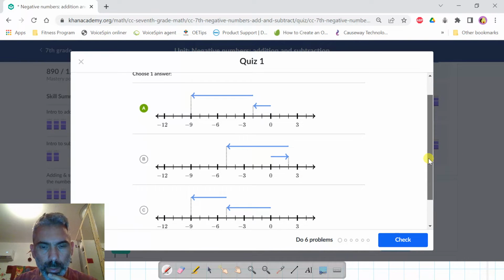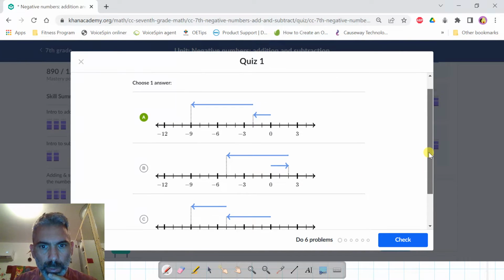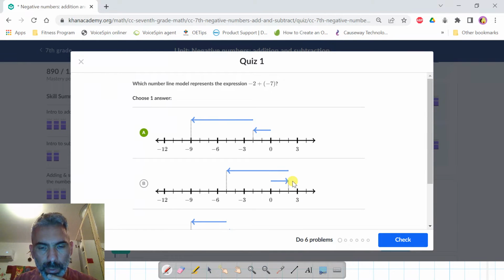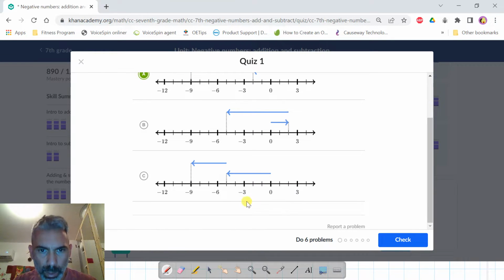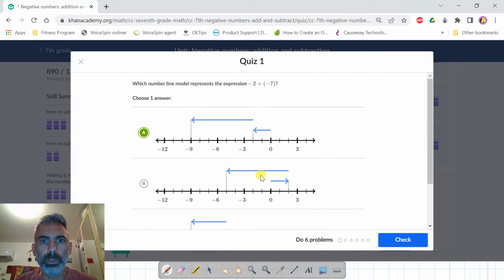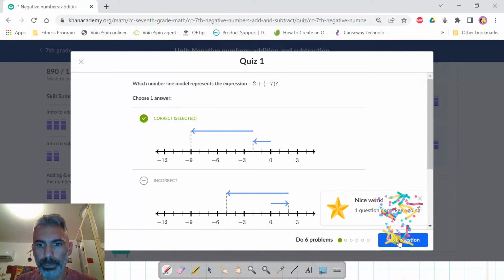B is incorrect because the first step is taking 2 to the right, and we should begin with -2, and this begins with +2, so B is not correct. And C is irrelevant because it begins with -5, so definitely A is the correct answer.